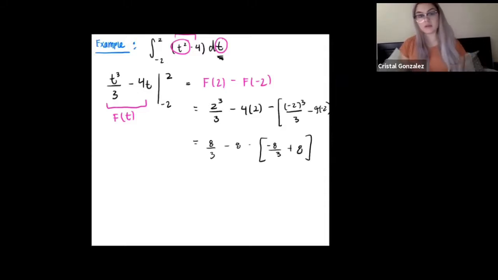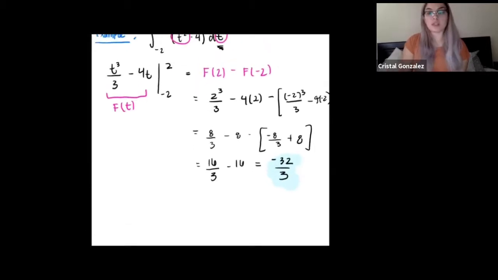Okay, and so now if we evaluate this here, we should be able to get 16 over 3 minus 16, which is the same thing as -32 over 3. So hopefully you got this as well. And if you didn't, we need to practice some more.